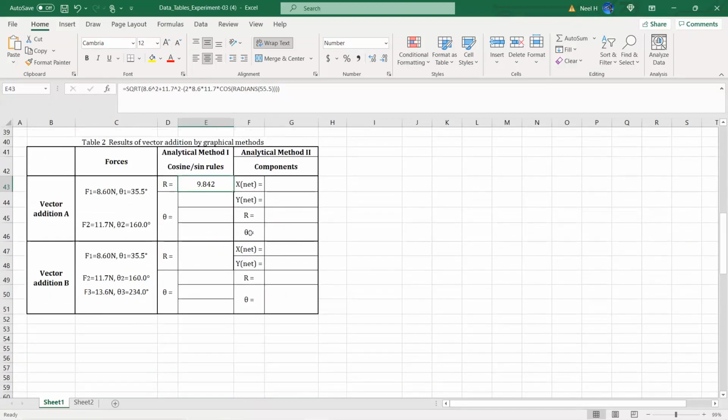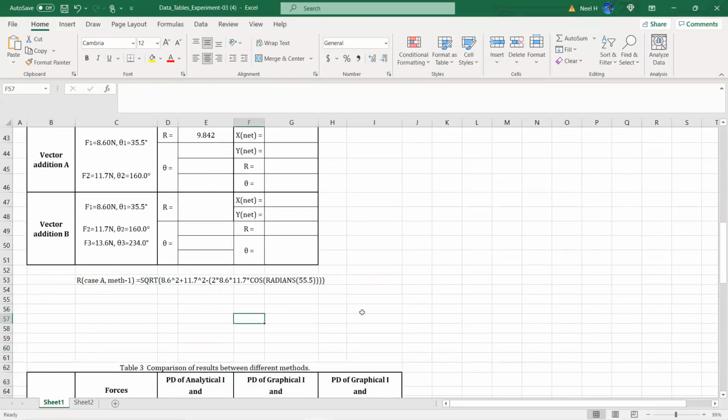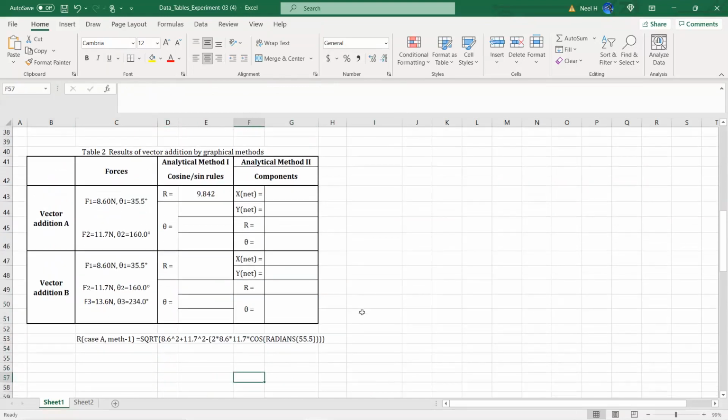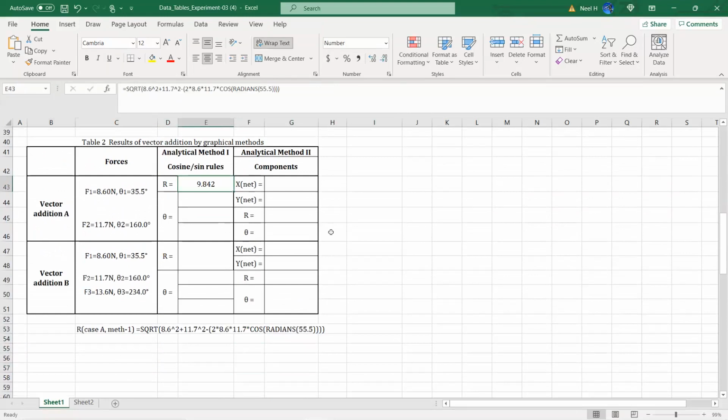All right, then let's write that function just below here. So this is R for, we can say, case A, analytical method 1, okay? Make sure all those functions you need to include just under the table, all different types of functions, okay? All right, so that's good. It came out a very good number.